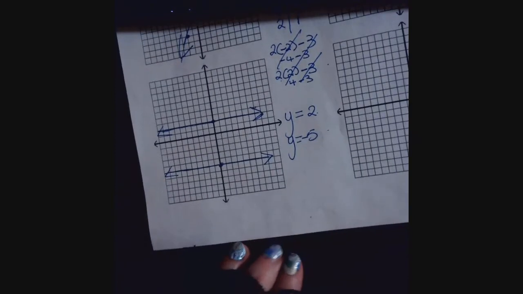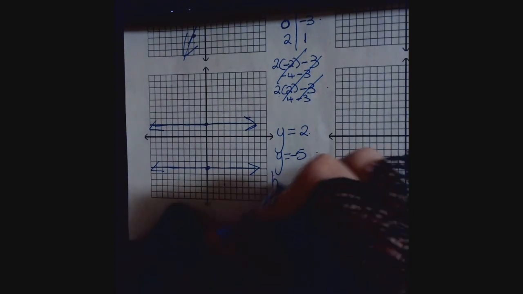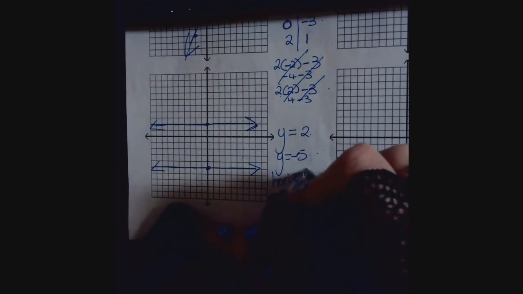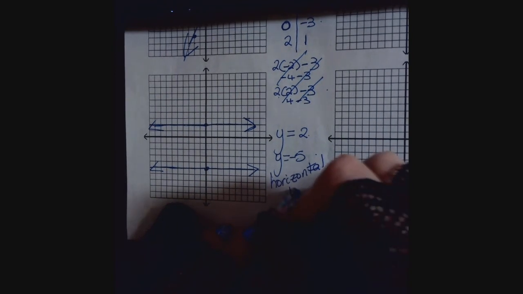Okay, so anytime they ask you for y equals any number, it doesn't matter if they said y equals 100, it is a horizontal line. So you have to put that together, a horizontal line.